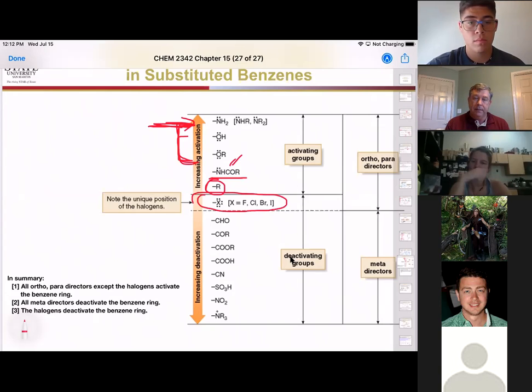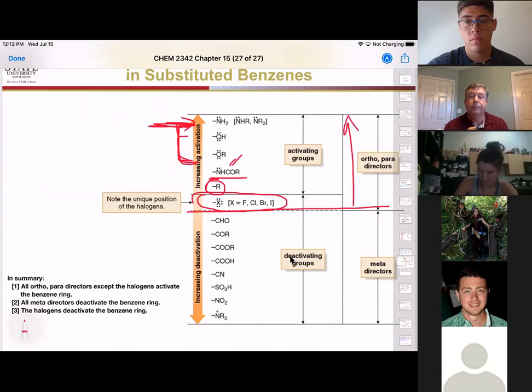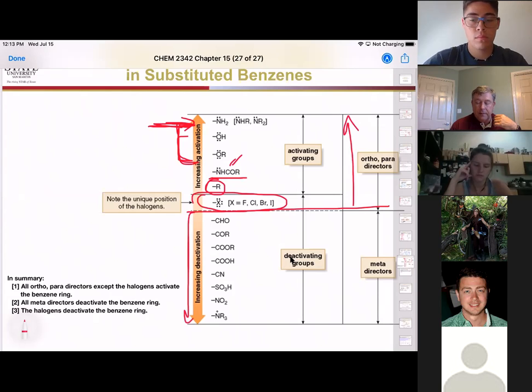But because of the conjugative effect, it still directs ortho-para. So that makes everything above this line an ortho-para director, okay? Because of the availability of that 4th resonance-stabilized intermediate. Okay, so then everything else is decreasing, and it's decreasing by level of partially positive charge, okay?